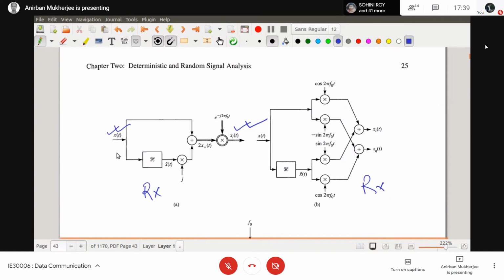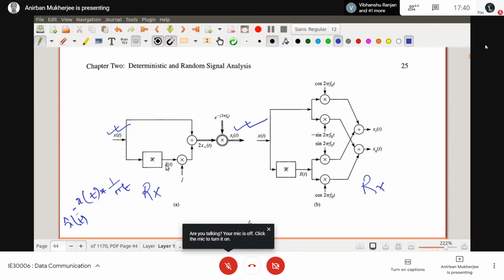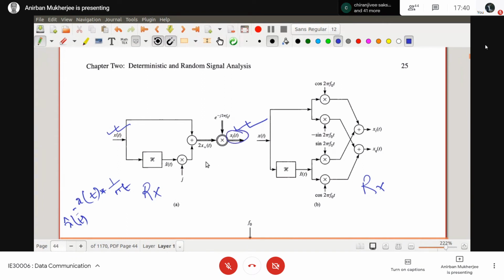Now here, for x(t), I am doing the Hilbert transform. The Hilbert transform means x(t) convolved with 1 by pi t, which is equal to x_hat(t). Now I multiply x_hat(t) with j, and then add it with x(t). What will you get? That gives x_plus(t), the first expression. If you multiply this x_plus(t) with e to the power minus j 2 pi f0 t, as we already discussed, you will get x_l(t). That is demodulation.